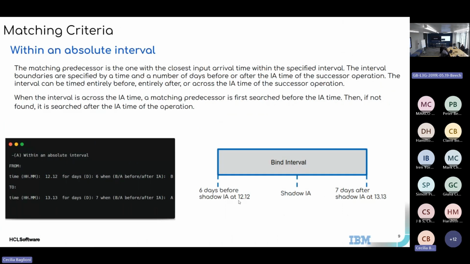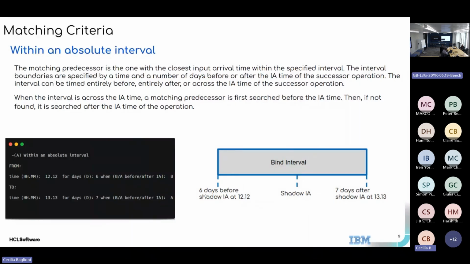The absolute interval is more or less the same. The only difference is that you need to specify other options when you define the absolute interval. In this case, time, days, and when. Also in this case, we have a very simple example, with input arrival within the interval.